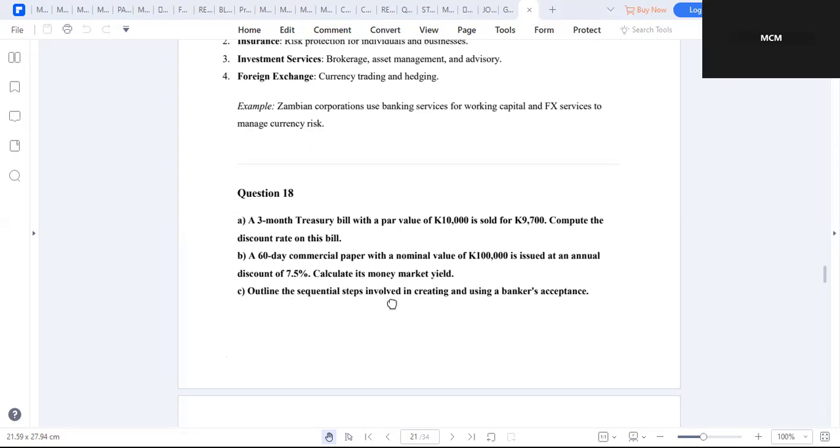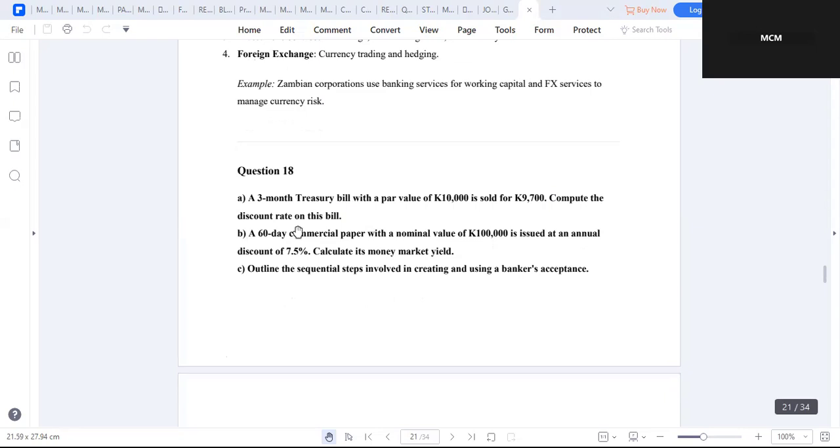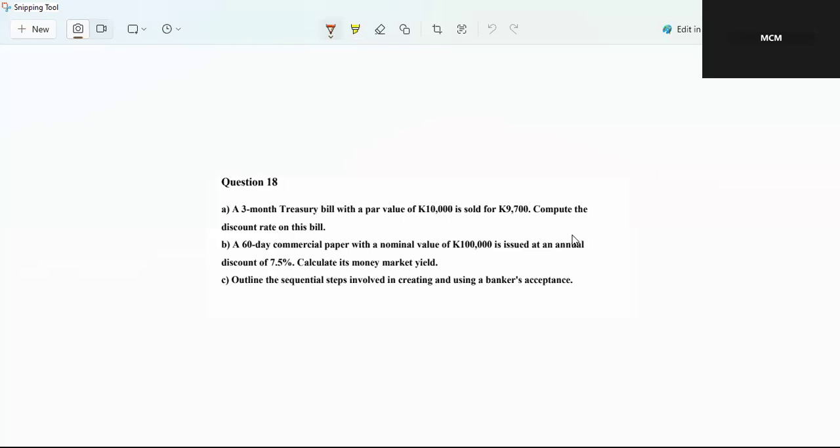All right, so let's go to our calculations now. So question number 18, we have, let me put it on my clipboard. We have a 3-month TB with par value of 10,000, which is selling for 97. Compute the discount rate. This is now song of the moment. So how to calculate the discount rate and what are we given in here?